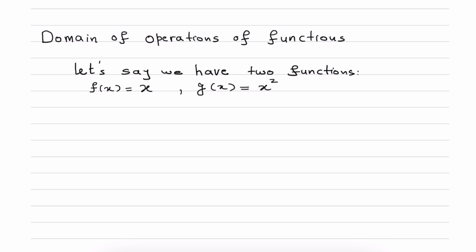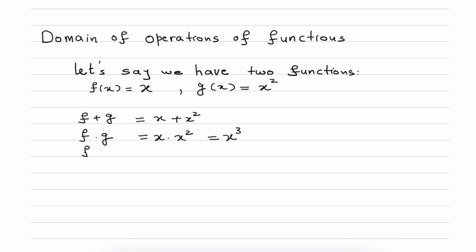Just like we can add two numbers, subtract two numbers, divide two numbers and multiply two numbers, the same way we can do these mathematical operations on two functions as well. For example, if we want to add two functions, in this case f of x and g of x, then the addition of these two functions would be x plus x square. If we want to multiply these two functions, it would be x into x square, which would be x cube.